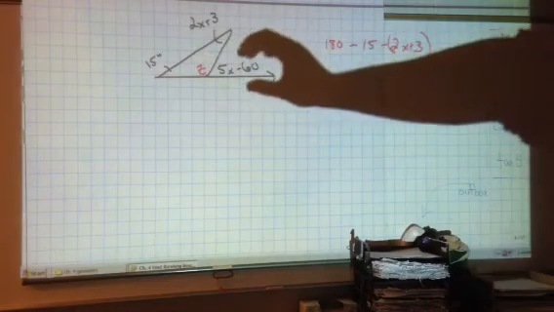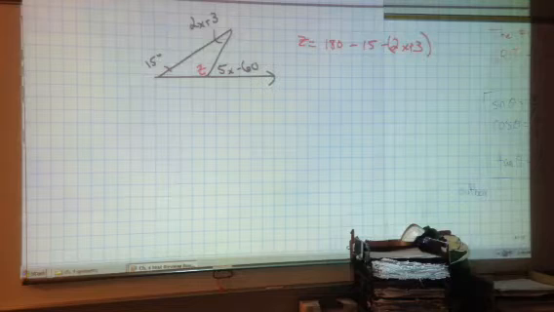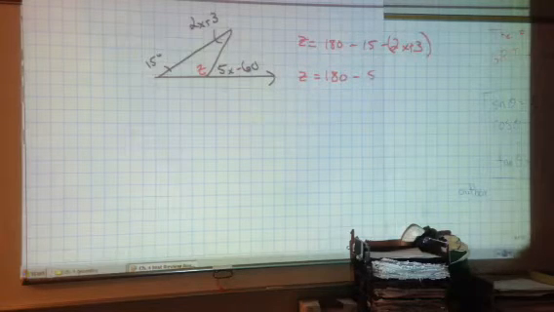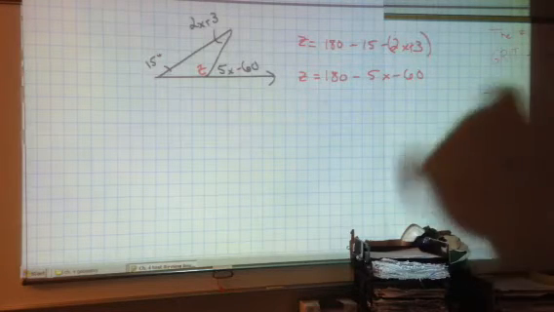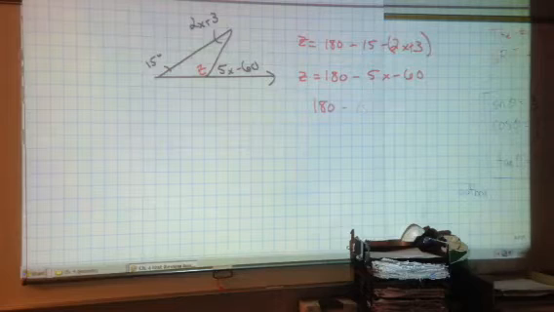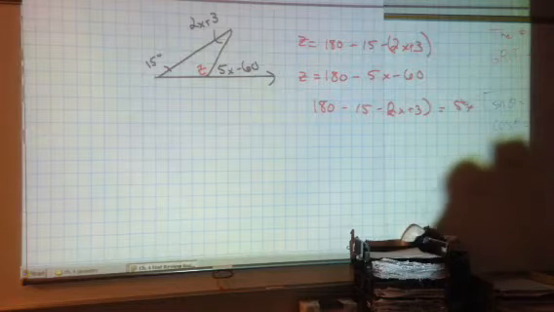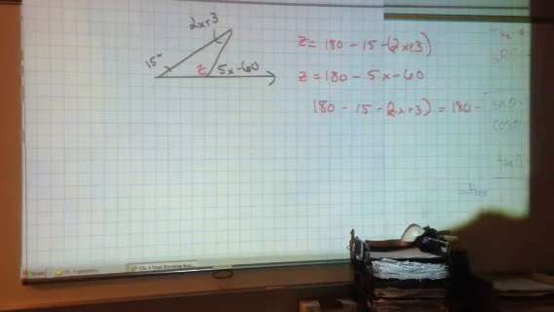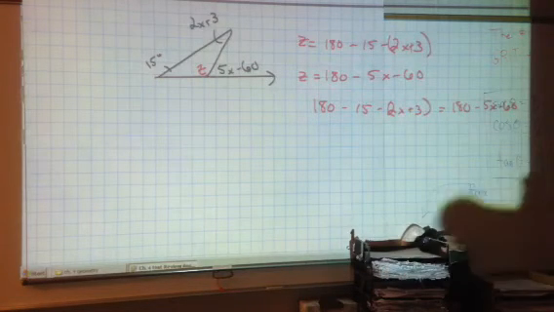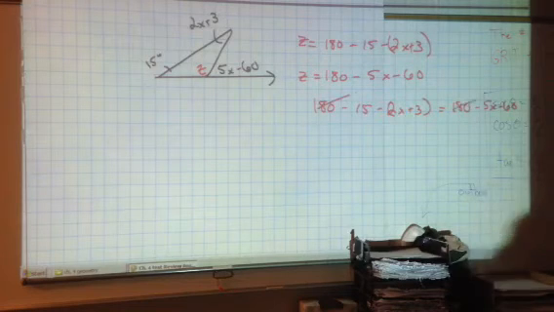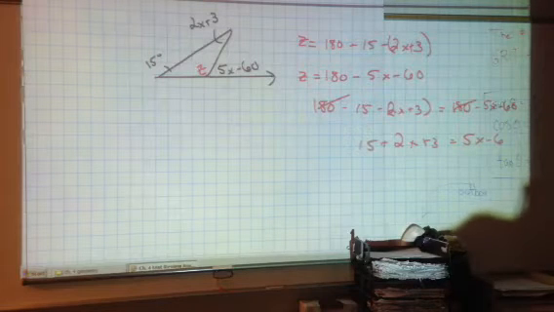And if I think about it from the 5x minus 60, this is a linear pair, so 180, so this is what z equals, and z also equals 180 minus 5x minus 60. Okay, so what happens is these two angles have to equal each other. Then you would go ahead and cancel the 180s, switch the signs and negatives, and you get 15 plus 2x plus 3 equals 5x minus 60.